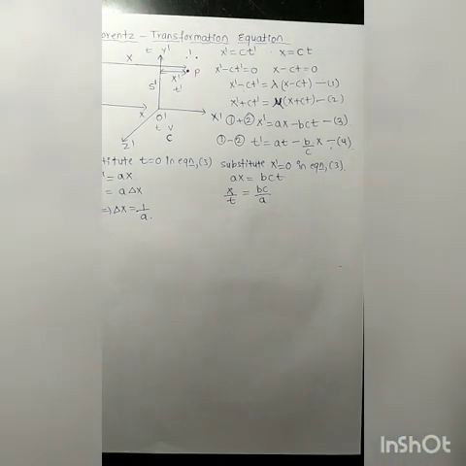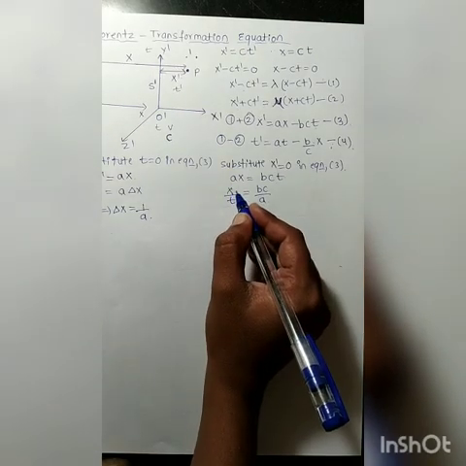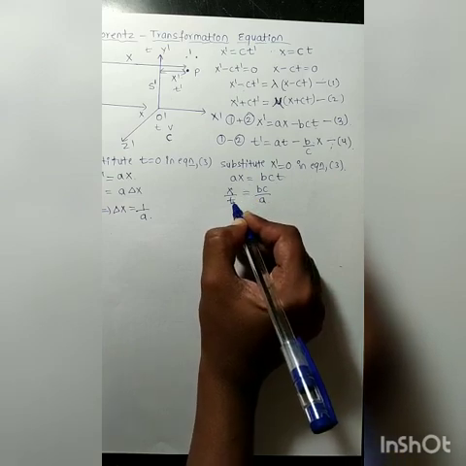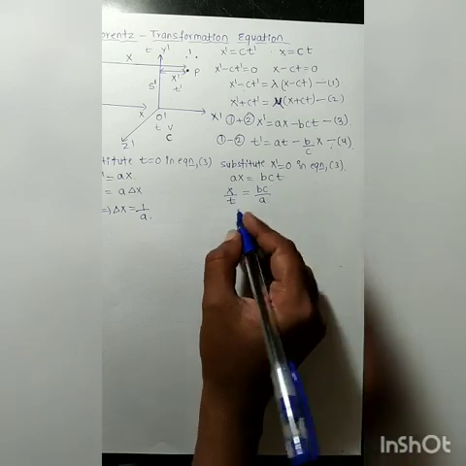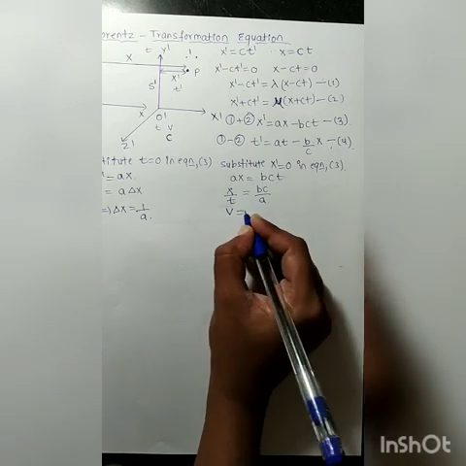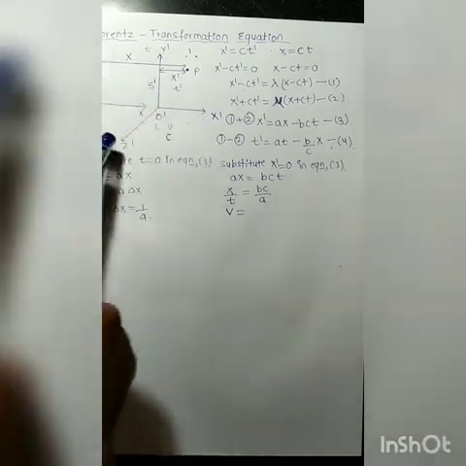So x by t is equal to what? bc divided by a. And as we know, x means distance, and t is the time. So we know distance divided by time is nothing but the velocity. So that is the velocity of the s dash frame, and that we are writing as V.